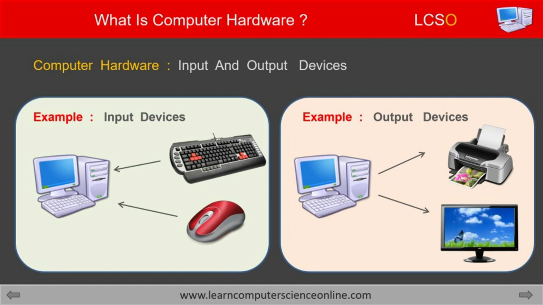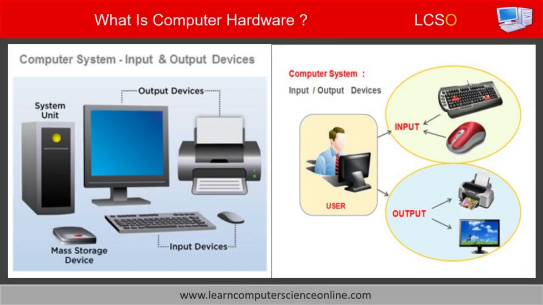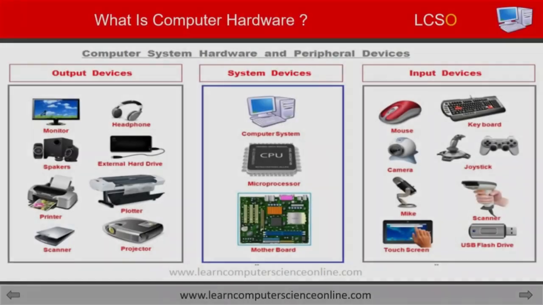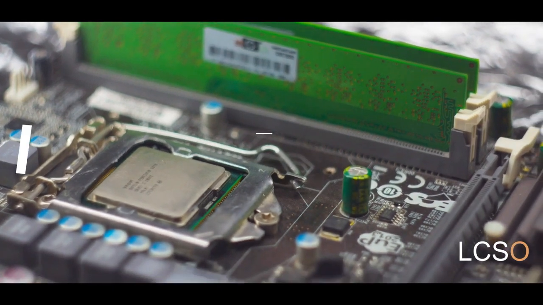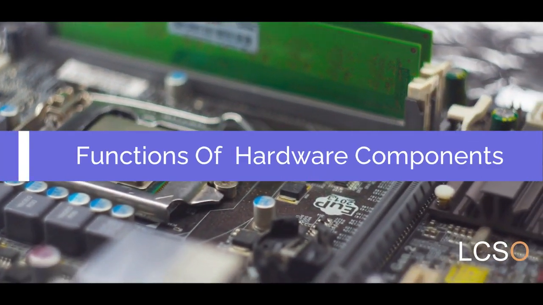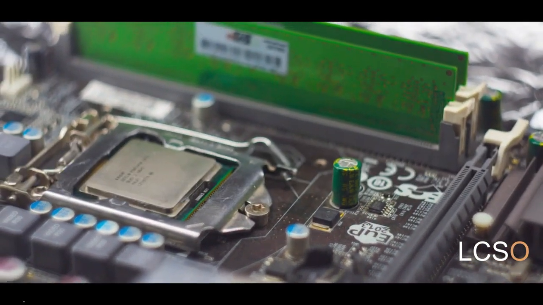Whereas, the peripheral devices are the second type of hardware components that are connected externally to the computer. These are also called input and output devices. The most commonly connected peripheral hardware devices include the computer display unit, or monitor, keyboard, mouse, and printer. Let us now discuss the functions of each of the various computer hardware components in detail.